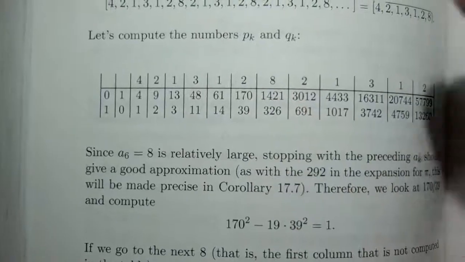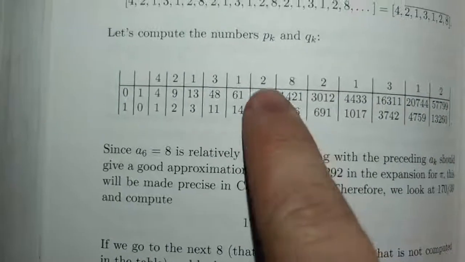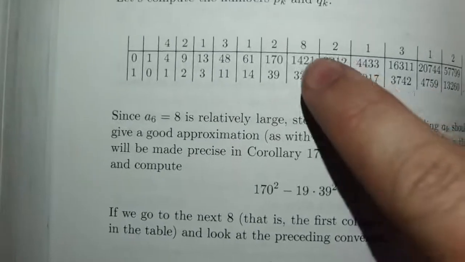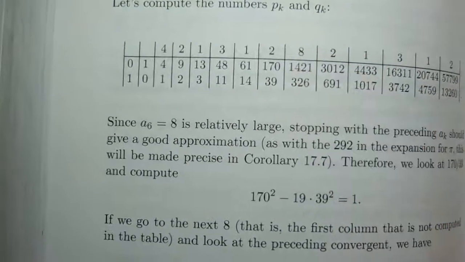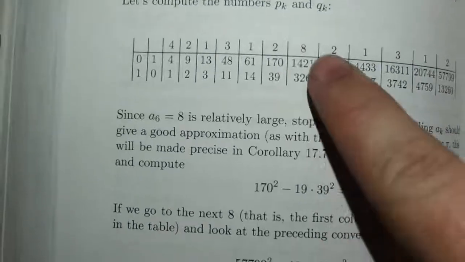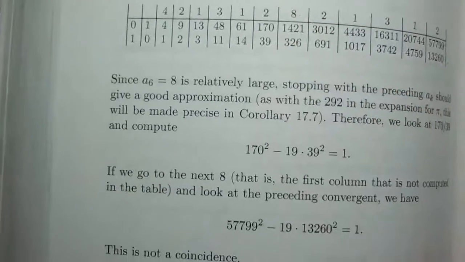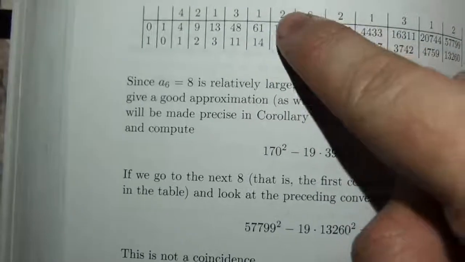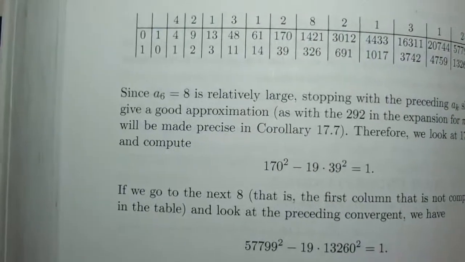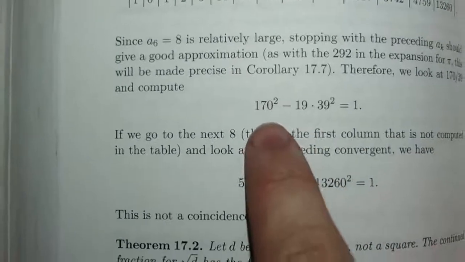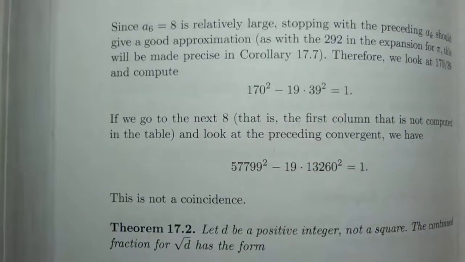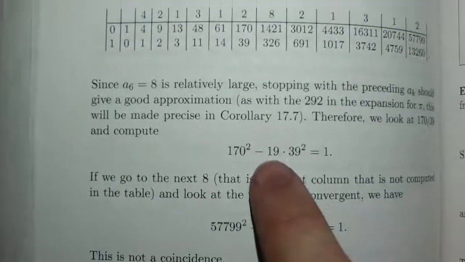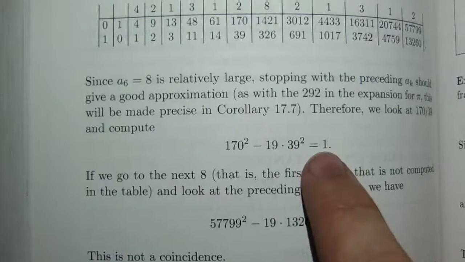Looking at these numbers, here is an 8, and 8 is relatively large compared to the numbers that came before it. So I get the idea that it's a good place to stop to get a good approximation for this continued fraction, the step before. But what do you note about the numbers in the step before? I get 170 and 39. And as we saw earlier today, that was the exact solution that I got using the Chakravala method. 170 squared minus 19 times 39 squared is equal to 1.